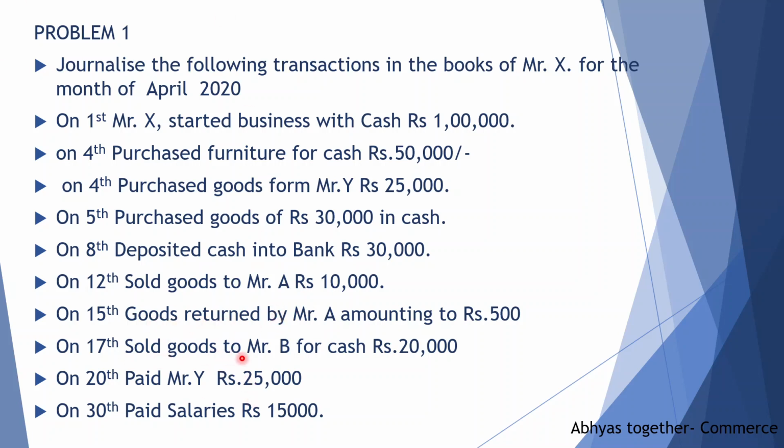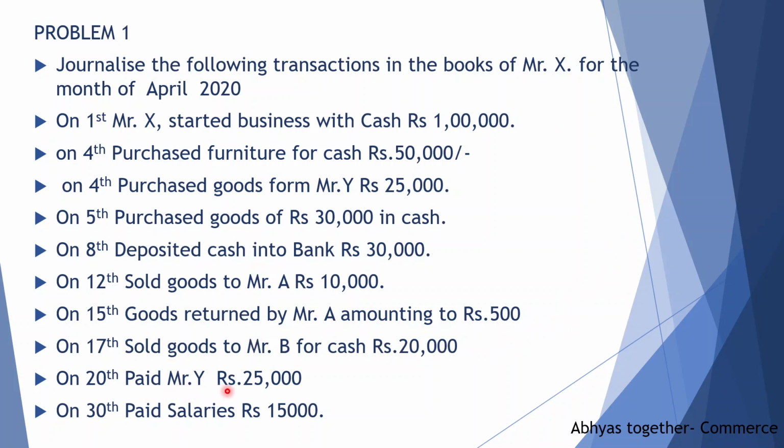Then sold goods to Mr. B for cash. So have you noticed the difference between the 12th transaction and the 17th transaction? In the 12th, he said that he sold goods to Mr. A. So it clearly indicates a credit sale. Whereas in this, he clearly mentions for cash. So this is a cash sale.